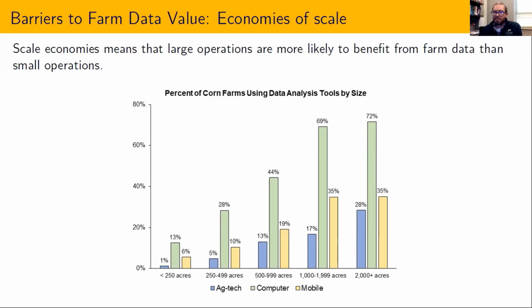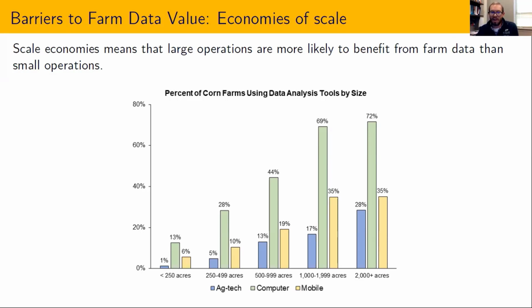And I'm showing here statistics again from that USDA ARM survey. So this is corn farms. It's a nationally representative survey sample. And I'm looking at adoption of ag tech software, so think Climate FieldView or Granular or something like that, farms that use computers to analyze data, and farms that use mobile devices to analyze data.